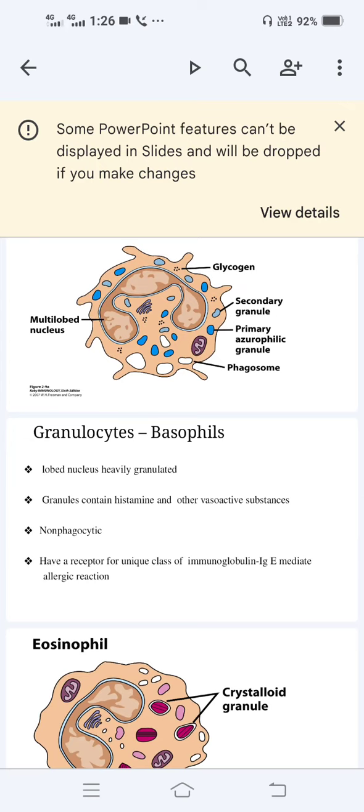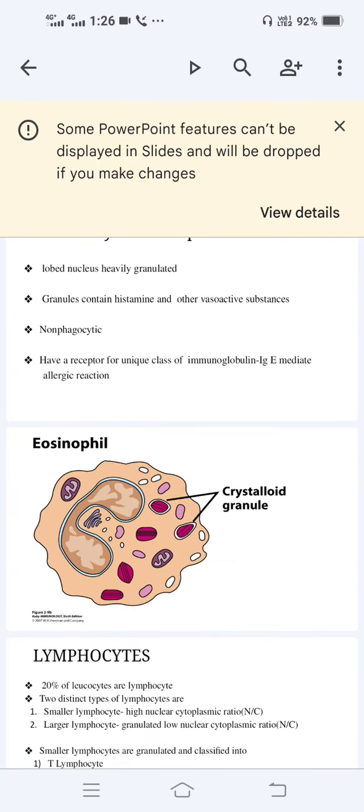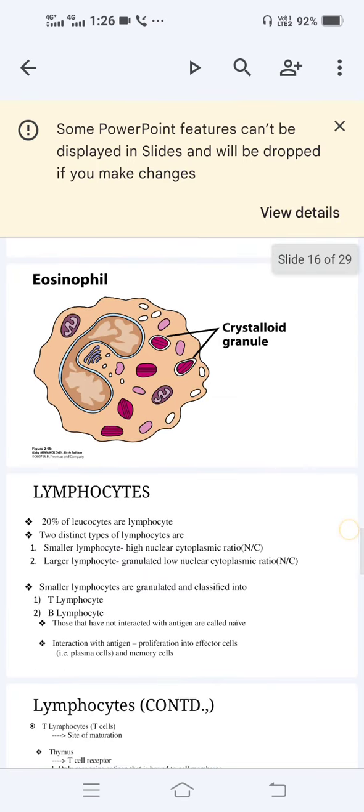Next granulocytes are basophils. They have a lobed nucleus, heavily granulated. Granules contain histamine and other vasoactive substances. They are non-phagocytic and have receptors for a unique class of immunoglobulin, IgE, mediating allergic reactions. This is the structure of the eosinophil.